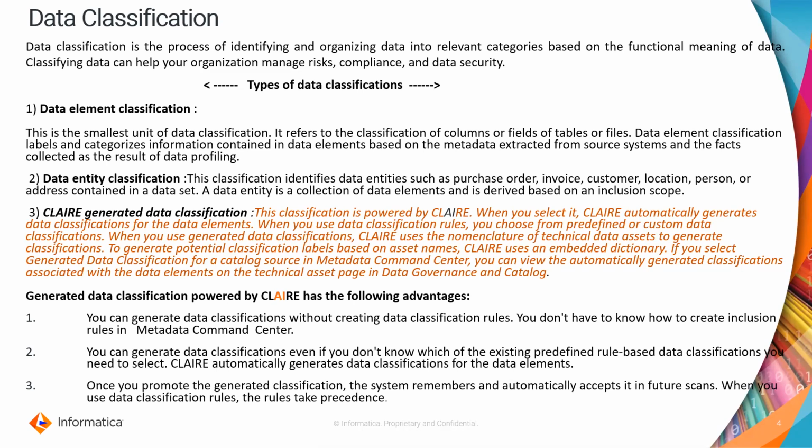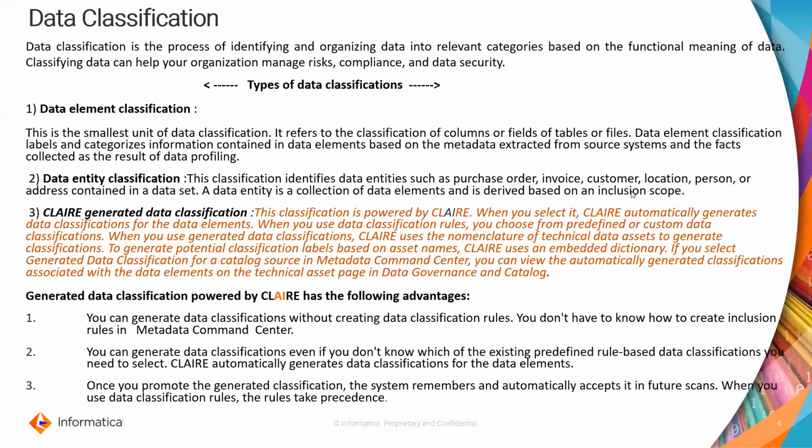Meaning that the nomenclature of data assets is nothing but very formal names used to represent the technical data asset names. It also uses an embedded dictionary to generate the data classification labels. If you select generate data classification as part of the metadata scan, it generates the data classifications automatically, and you will be able to review the results in Cloud Data Governance and Catalog.